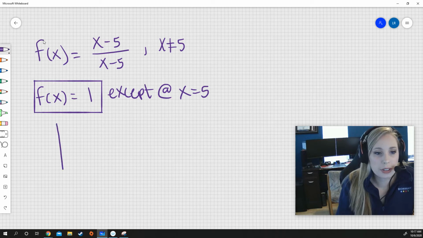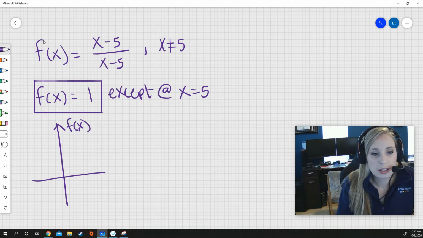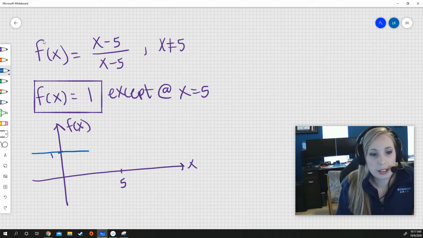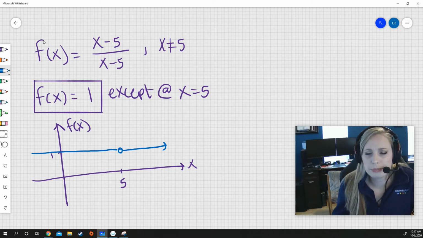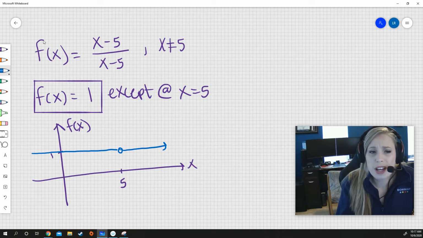So let's draw this out here. We have our f of x axis. We have our x-axis. Let's say this is 5 here. Let's say this is 1 here. And this is going to be a horizontal line until we get to 5. And then there's going to be a little gap there. Because at 5, our value is undefined.